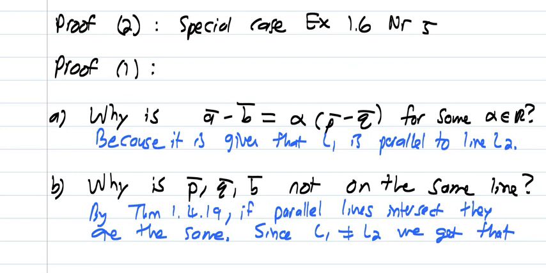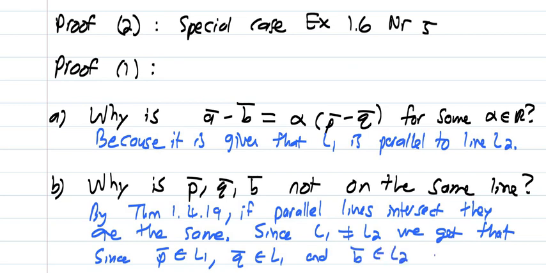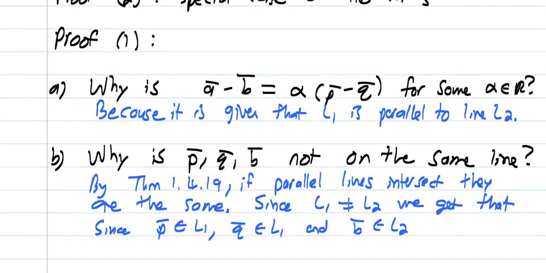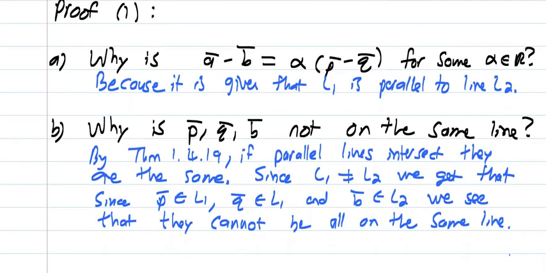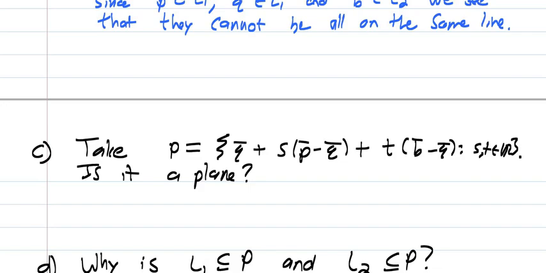Remember, P is sitting on line 1, Q is sitting on line 1, and B is sitting on line 2. We see that they cannot all be on the same line. So do make sure that you're comfortable with this logic. All right, the next question.